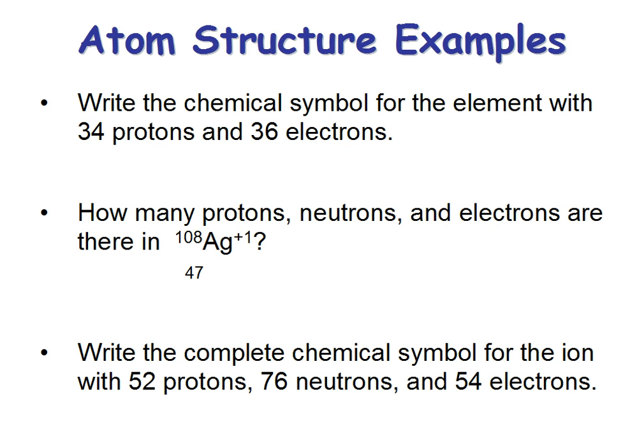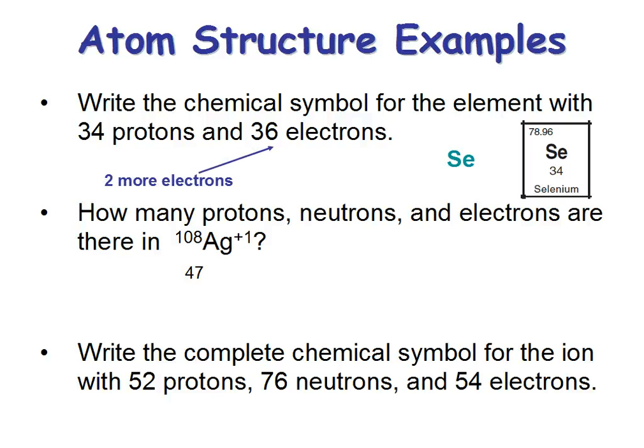In our next set of examples, we're going to be making some symbols or analyzing some symbols. In the first one, we want to find out what element we have when we have 34 protons. So we would go look on our periodic table and find out that that is selenium. And because we know that the protons and electrons are not equal, we can also find the charge of this element. In this particular ion, because it has 2 more electrons, it would have a charge of -2.